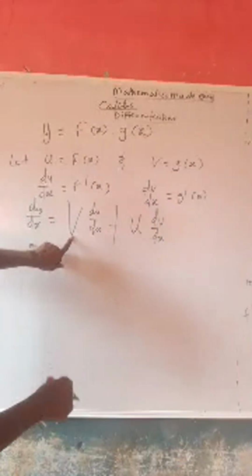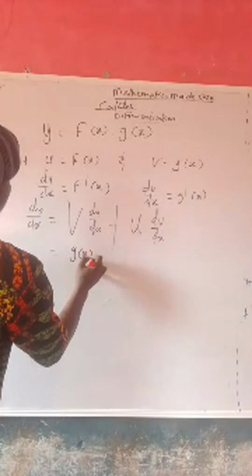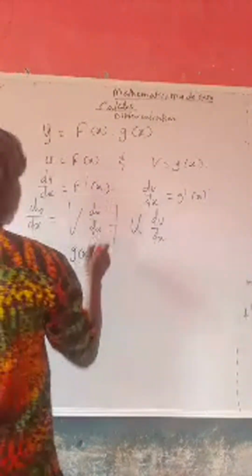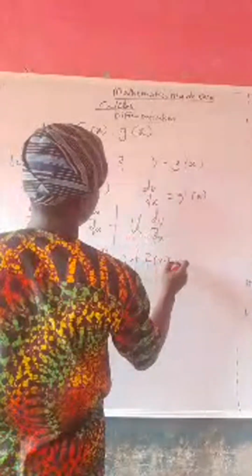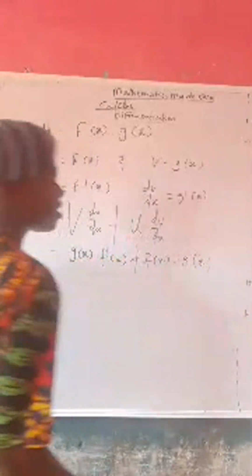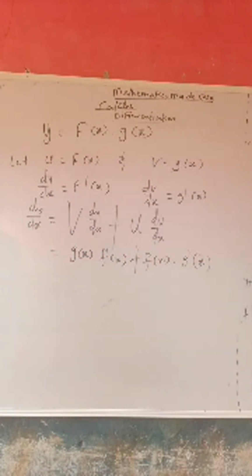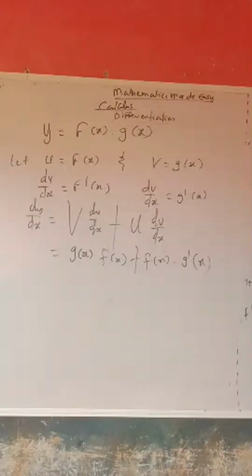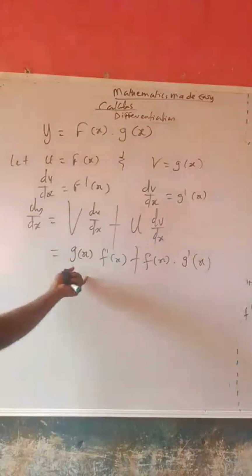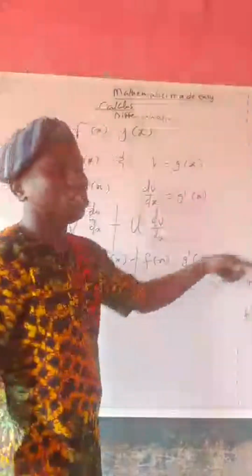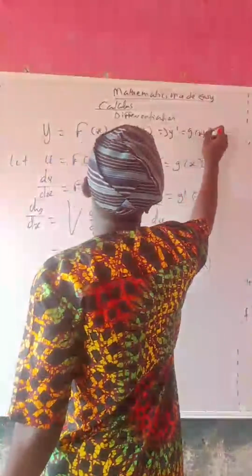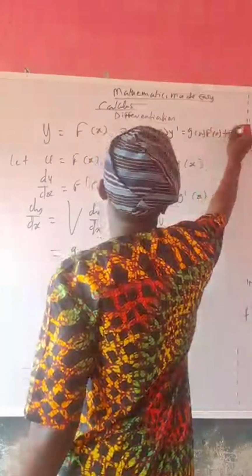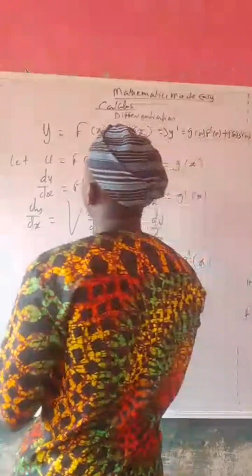So this will now be equal to your v, which is g of x, then your du dx, which is what? f prime of x, plus your u, which is what? f of x, and your dv dx, which is what? g prime of x. Take note of that. That's the formula you're using for product of functions. Alright? So you have f of x times g of x. So that's going to give you what? If you differentiate that, you're going to have g of x, f prime of x, plus f of x, g prime of x. Take note of that. So y prime equals g of x, f prime of x, plus f of x, g prime of x.